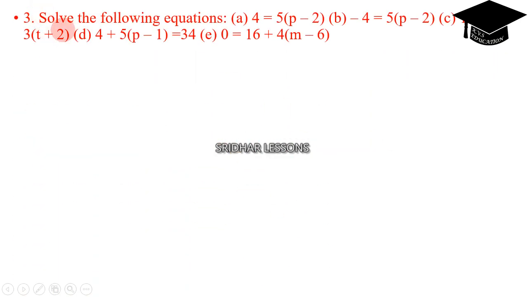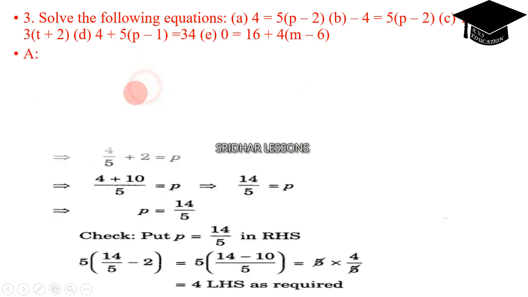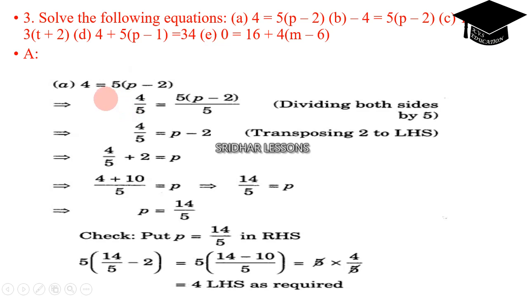Next, question number 3. Solve the following equations. A. 4 is equals to 5 into p minus 2. Okay. So what we have to do here, we have multiplication. So we will go for division. Divide both sides by 5. 4 by 5 is equals to 5 into p minus 2 by 5. 5 and 5 get cancelled. So p minus 2 is equals to 4 by 5.